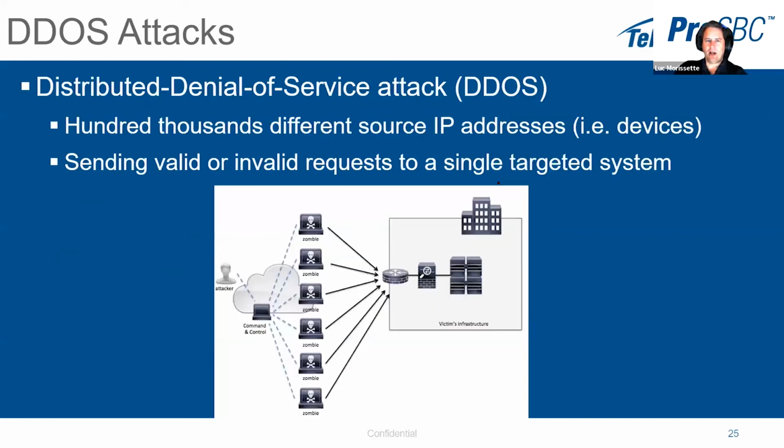Then you have distributed denial of service attacks. These are attacks coming from a lot of different source IP addresses. Again, it may try to send valid or invalid requests, and it can also be valid IP addresses, right? So we need to make sure here that we process all the traffic that's coming in, and we drop all this traffic.